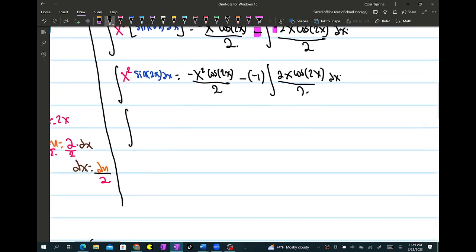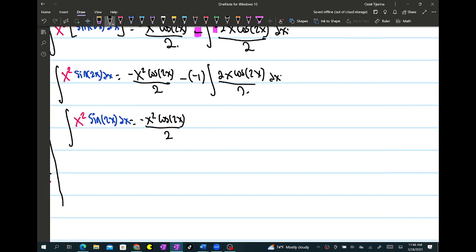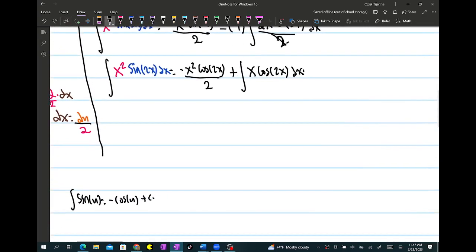Okay. So then this becomes the integral of x squared sine of 2x dx is equal to negative x squared cosine of 2x over 2. And this turns into positive, so positive 1. We don't really have to put 1 because it's being multiplied to this anyways. And then the 2 over 2 cancels out, so these two cancel out. It's going to be plus the integral of x cosine of 2x dx. Okay, so that is what we have so far.